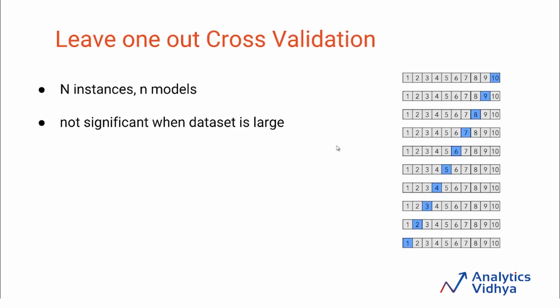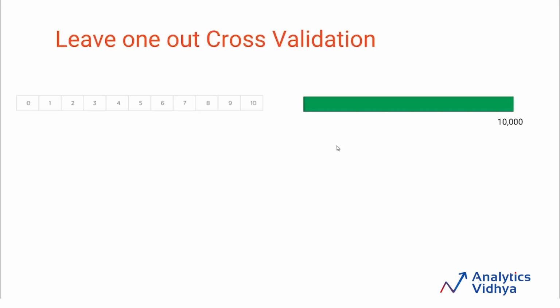Now let me explain this using a simple example. Suppose we have two datasets as shown here. The one on the left has only 10 instances and the one on the right has 10,000 instances. Now say we select the value of k as 5. In this case, the validation set for the left-hand side would be 2 instances. On the right, it would be 2000 instances.